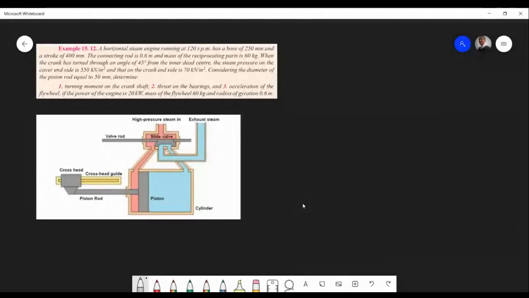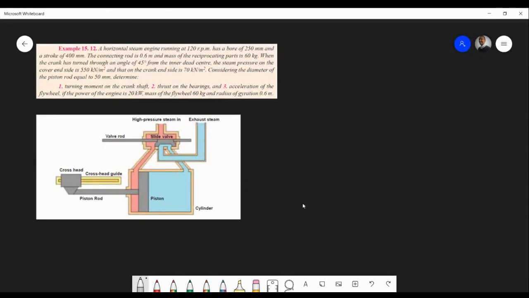Again, the turning moment on the crankshaft, and that's beautiful because now we've come full circle. That's what you're always typically interested in: thrust on the bearings, and then the acceleration of the flywheel if the power is that much, and given the mass of the flywheel and the radius of gyration. Why I'm throwing this in here is because in the next chapter we'll be talking about flywheels, so one wants to mention that implicitly.